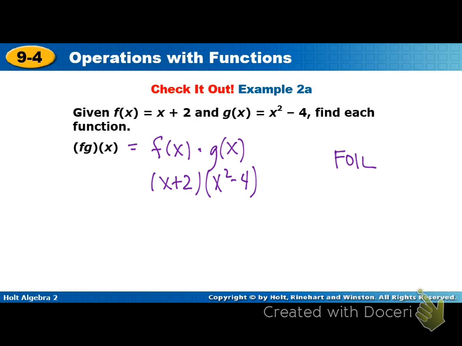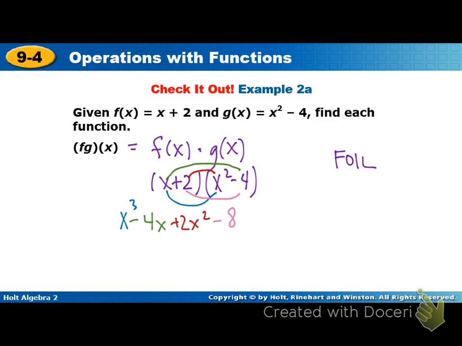All right, let's see how you did. Your first two terms, x times x squared, x cubed. Then your 2 outer, that's the x and the negative 4, so that would be negative 4x. The 2 insides, so that's the 2 and x squared, so that'd be 2x squared. And then your last 2, so that's the 2 and negative 4 for negative 8.